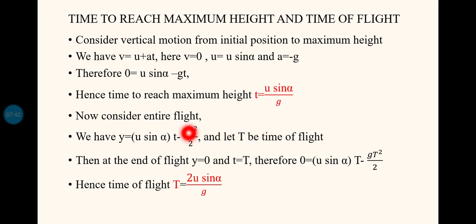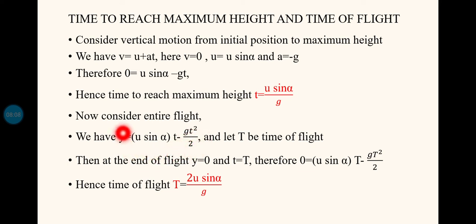So now considering the entire distance, the general equation was s is equal to ut plus half at square. We are considering the vertical motion. Now let P(x, y) be a particular point on the projectile path. Now y is the vertical distance travelled by the projectile in time t. Therefore y is equal to ut, vertical component of velocity u sin alpha, into t minus half gt square, since acceleration is minus g.